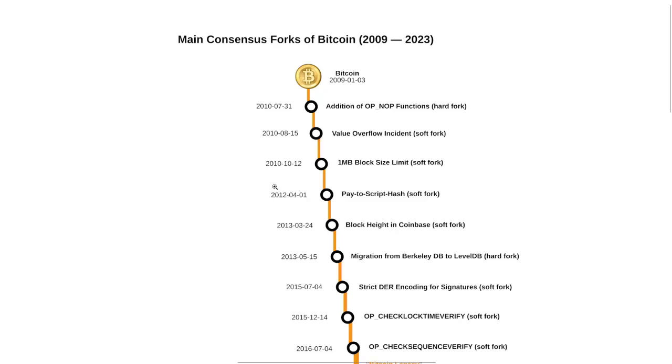In 2012, there was another important upgrade called Pay to Script Hash. This standardizes what Bitcoin smart contracts look like. Before that, there were a lot of possible locking scripts, but none of them were standard. So Pay to Script Hash standardized what a Bitcoin smart contract looks like. Then later in 2013, there was a new addition called block height in Coinbase.